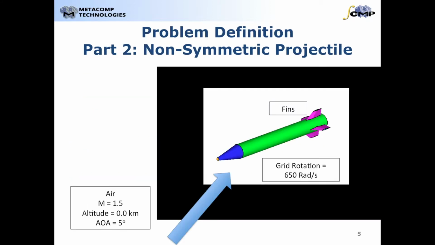For the case of a non-symmetric projectile, we will have air coming in at Mach 1.5 at an altitude of 0.0 kilometers and an angle of attack of 5 degrees. As a result of fins being present on this projectile, we can no longer use a wall rotation boundary condition. Instead, we will need to physically rotate the grid at 650 radians per second and run a time-accurate simulation.